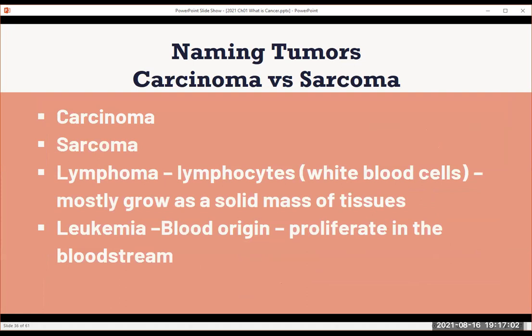There are two other groups. We talked about carcinoma and sarcoma. The other two groups are lymphoma, which arises from lymphocytes, which are white blood cells, and will mostly grow as a solid mass of tissue. Leukemia is blood origin, and this would be proliferating within the bloodstream. So there wouldn't be a mass. There's just a larger number of those blood cells within the bloodstream. Those are the four major groups of tumor types.